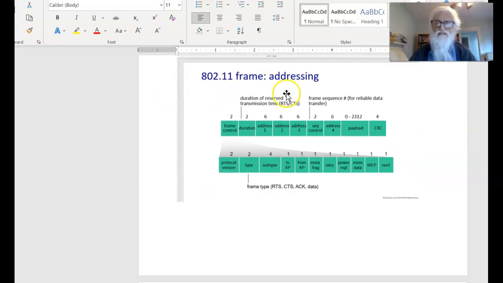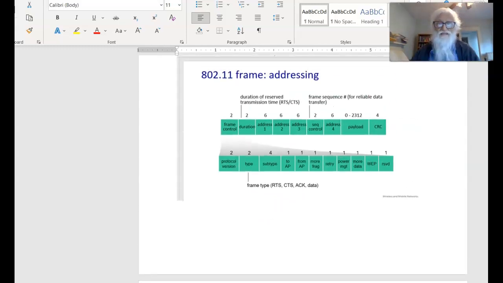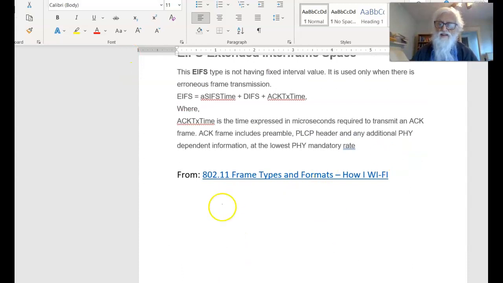And this goes into a little more detail of the different ideas that go into different kinds of frames. There's a whole flock of different frame types. I've given you a source here. The site that I got this from contains that.